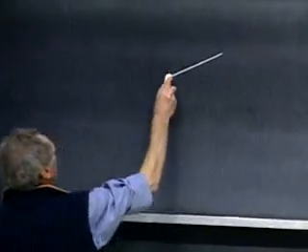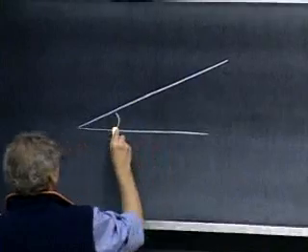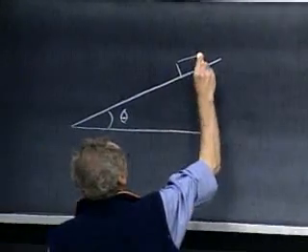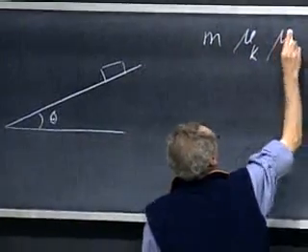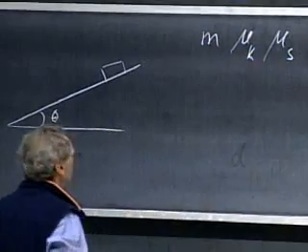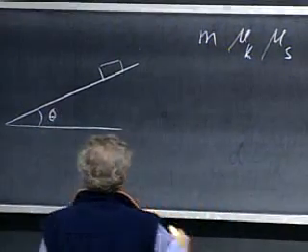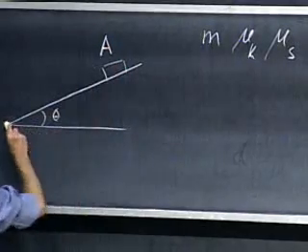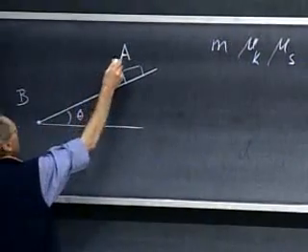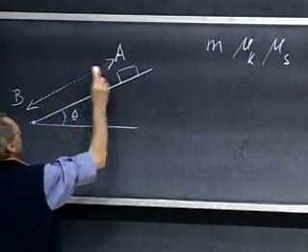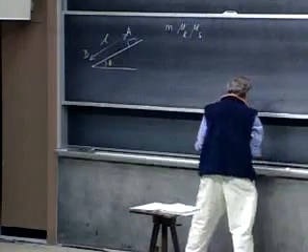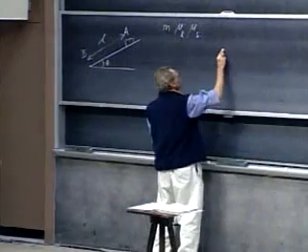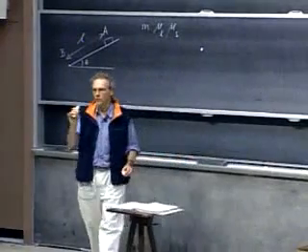Let's start with a simple example of an incline at an angle theta. I have here an object of mass m. The kinetic friction coefficient is mu k, and the static friction coefficient equals mu s. This point here, let that be point A, and let the bottom of the incline be B, and let the distance between them along the slope be L. And the first thing that you want to do with a problem like this is make what we call a free body diagram. That means you want to draw all the forces on that object.